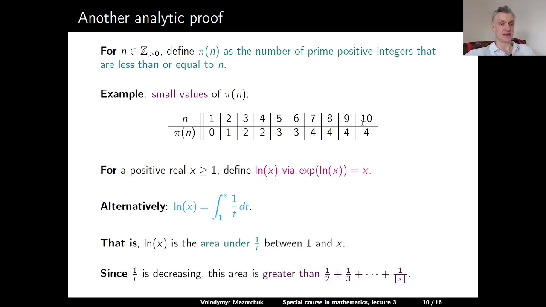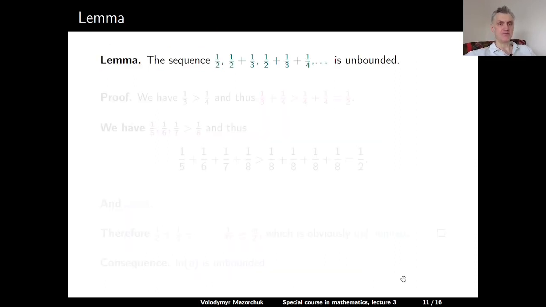And since this function 1 divided by t is decreasing, this area is of course greater than 1/2 plus 1 divided by 3 plus and so on plus 1 divided by the floor function of x. So the floor function of x is the maximal integer which is less than or equal to x. Lemma: the sequence 1/2, then 1/2 plus 1/3, then 1/2 plus 1/3 plus 1/4, and so on, is unbounded.